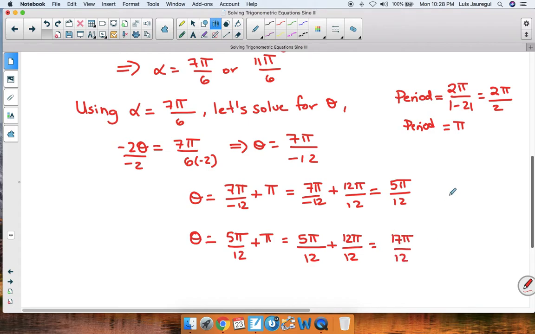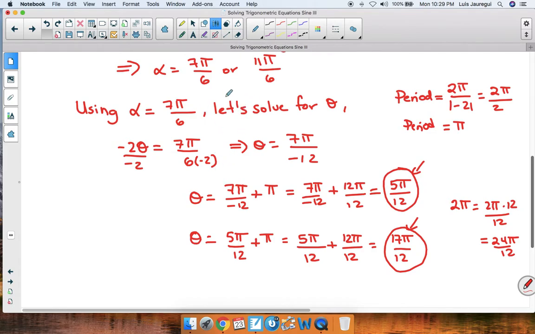Now we want to be less than 2 pi, and 2 pi is the same as 2 pi times 12 over 12. In other words, this is just equal to 24 pi over 12. So this is still less than 24 pi over 12. However, if we were to add 12 pi over 12 more, notice that you're going to go to 29 pi over 12, which is far beyond the 24 pi over 12, which is equivalent to the 2 pi. So we already have two angles here, 5 pi over 12 and 17 pi over 12.